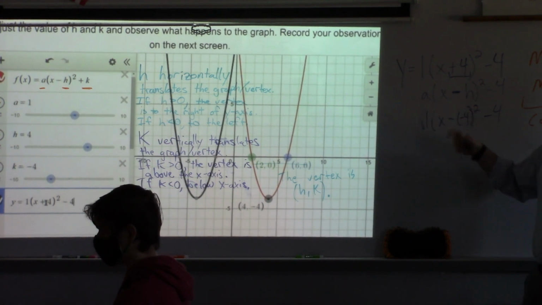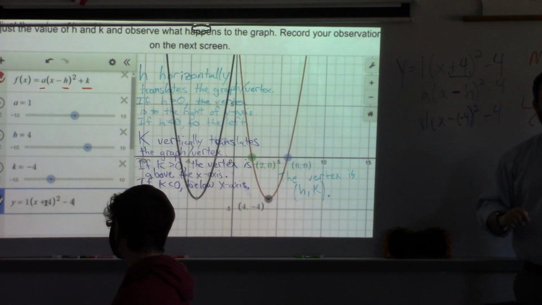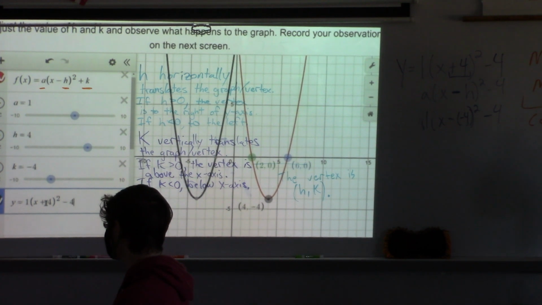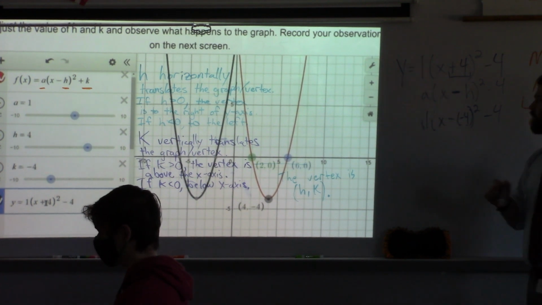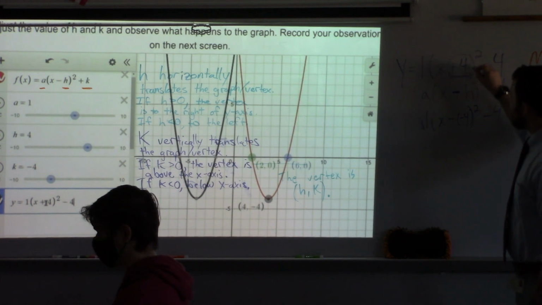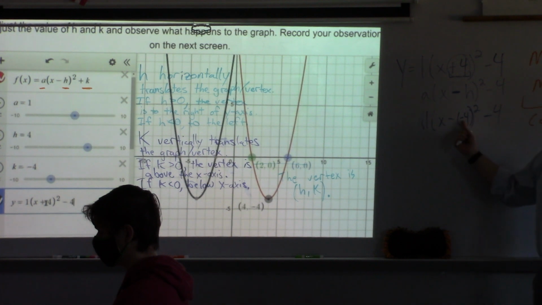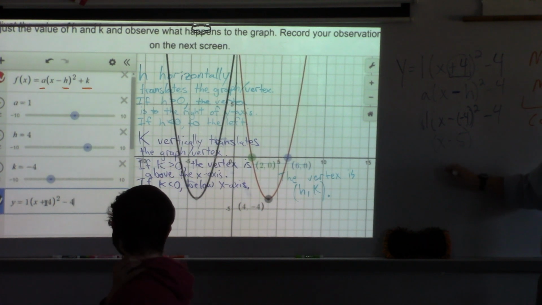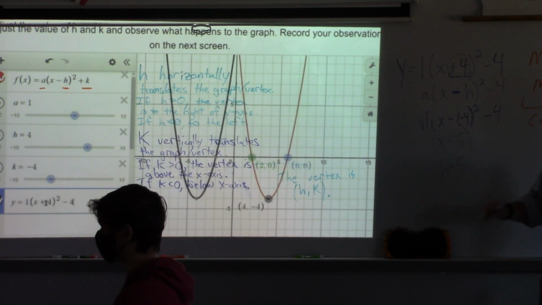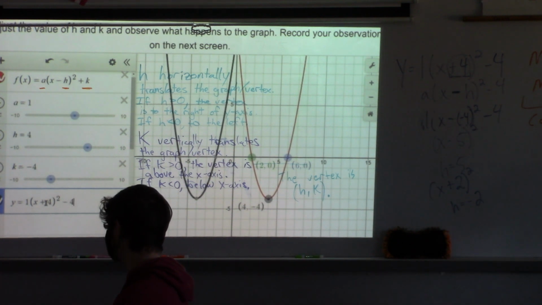If I subtract a negative 4, what happens when you subtract a negative? It turns into a positive. This is a detail that trips up students year after year after year. You need to pay attention to this. In order to get this plus 4, because it was x minus h, you had to subtract a negative. When it's x minus 5, that is an h value of 5. But if it was x plus 2, h is a negative 2.